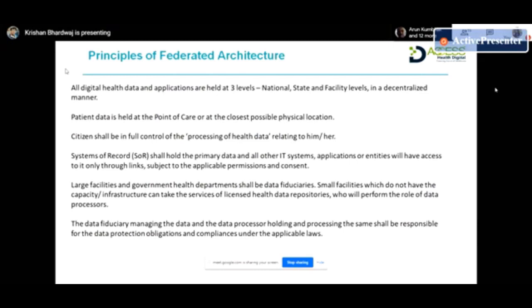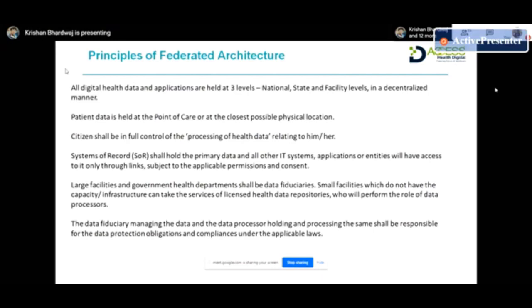So, when we say that the data fiduciaries will store our data from smaller organizations, how will the smaller organizations provide that data to the higher level? How will they transfer or share their data with them?